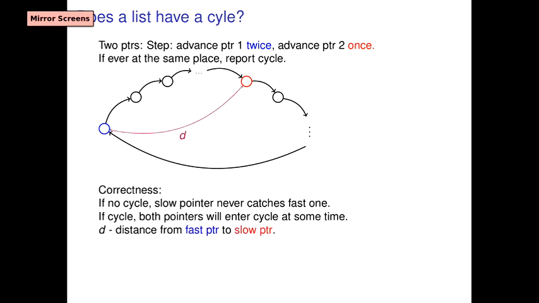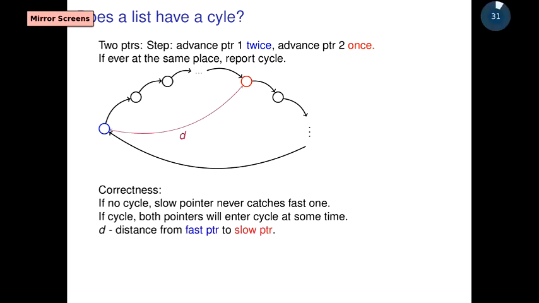So now let's think about a way to set up the argument that the fast pointer sort of catches up to the slow pointer. So at some point it looks like this. They've both entered the cycle. And if there's a cycle, you can't leave the cycle because every cell only has one out pointer. Okay? So once you're on the cycle, you're on the cycle forever. And it looks like something like this. The blue pointer is somewhere, the red pointer is somewhere else.